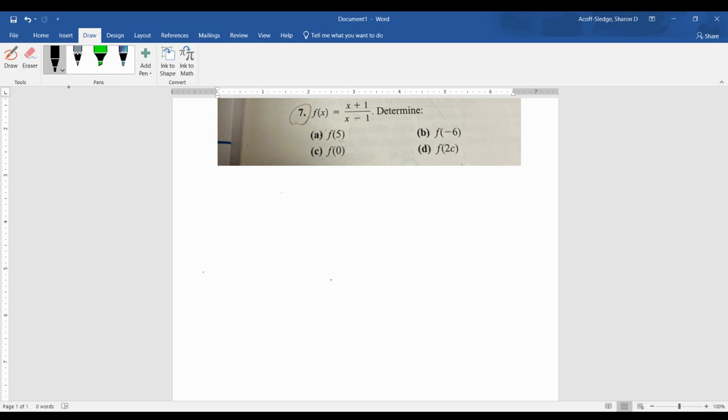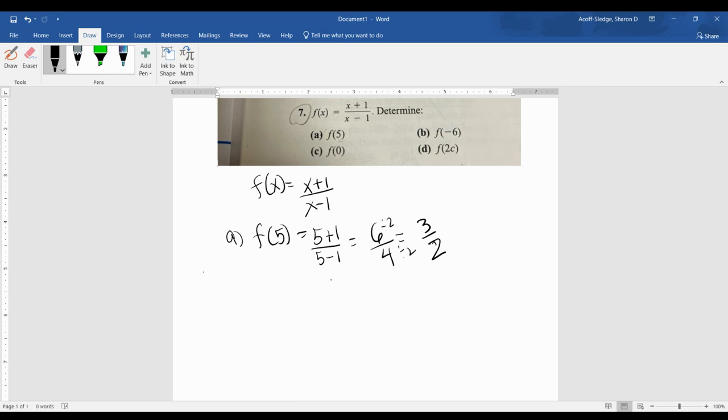Okay, so here's my function. F of x equals x plus 1 over x minus 1. So now for a, we want to do f of 5. Again, everywhere I have an x, I'm going to put a 5. So 5 plus 1 over 5 minus 1. 5 plus 1 is 6. 5 minus 1 is 4. Now you want to simplify this fraction by dividing the top and bottom by 2. And that's it. You can leave it like that, or you can do 3 divided by 2 and make it 1.5. Whatever your professor says to do.